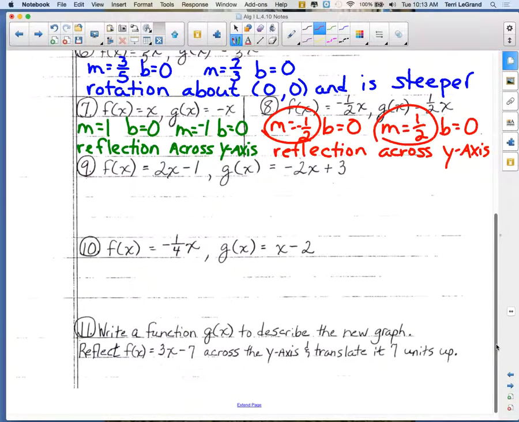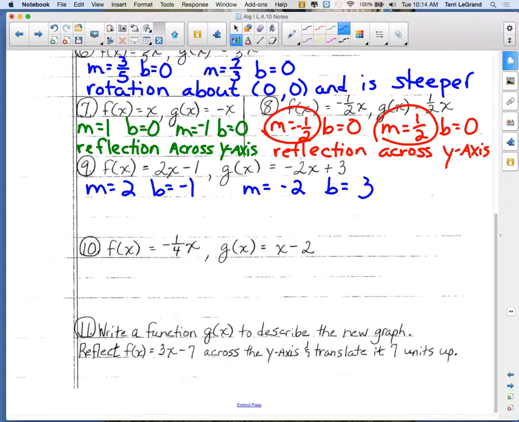Okay, now let's move on, we gotta get going. m equals, b equals, m equals, b equals. So for the f of x function, what's its slope? 2. This should not take us very long to answer anymore. What's its y-intercept? -1. What's the slope of the g of x function? -2. And the y-intercept? 3.